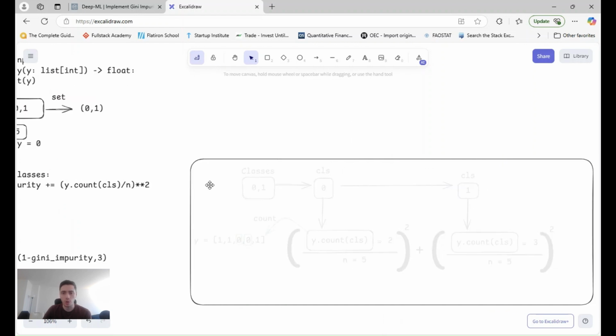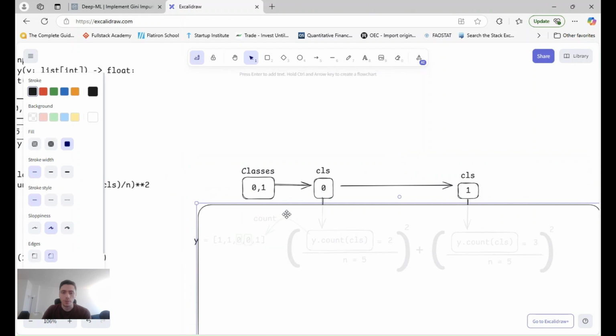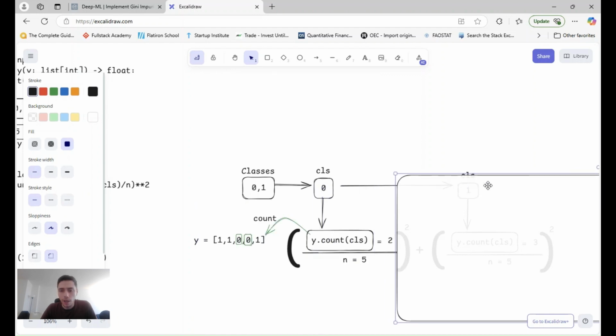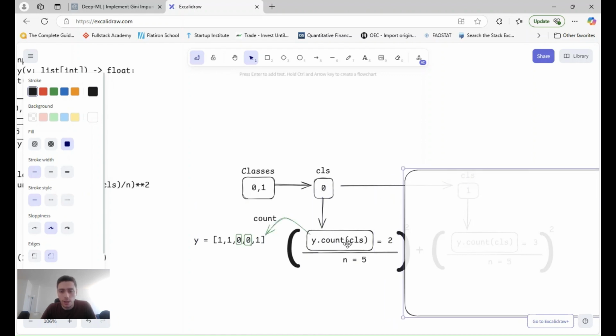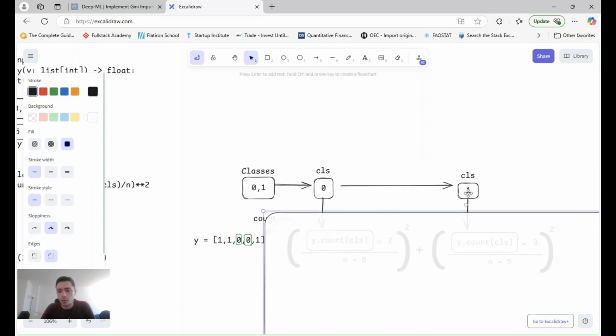Let's walk through a little diagram I have over here. Classes is 0 and 1 thanks to the set, and the loop would take the first element, 0, and then 1, and that element would be passed into y.count. Y.count counts how many elements of that value were passed in. Here it was 0, so how many zeros are in this list? That would be 2, so 2 divided by 5. Once we finish that, this would be updated into the Gini impurity number. Then we'd move to class number 1.